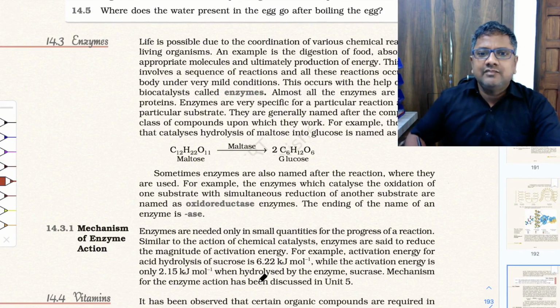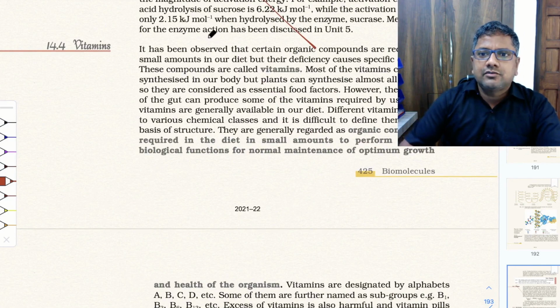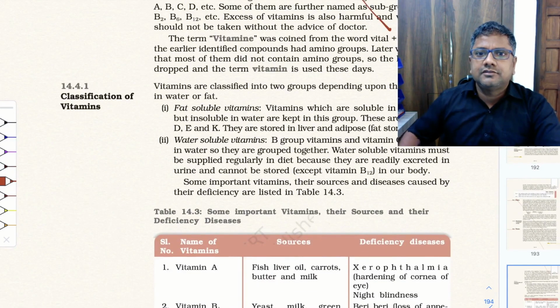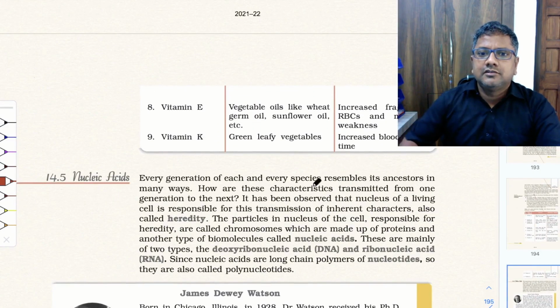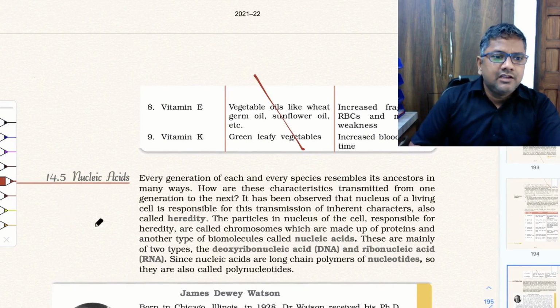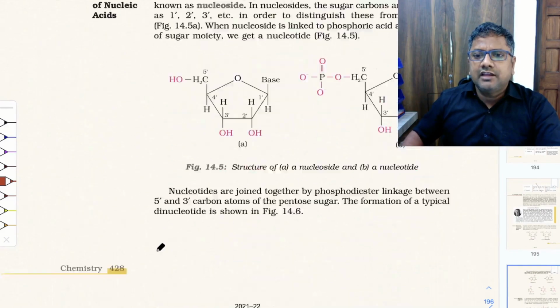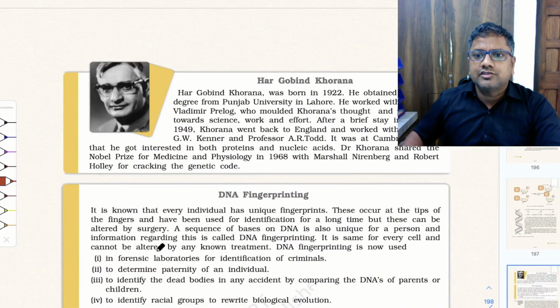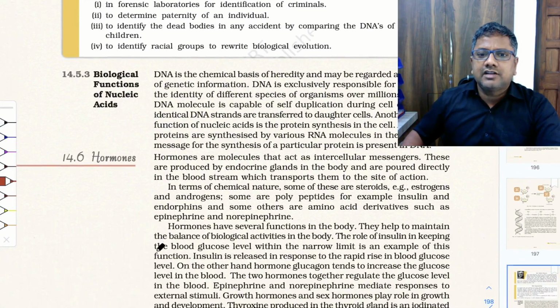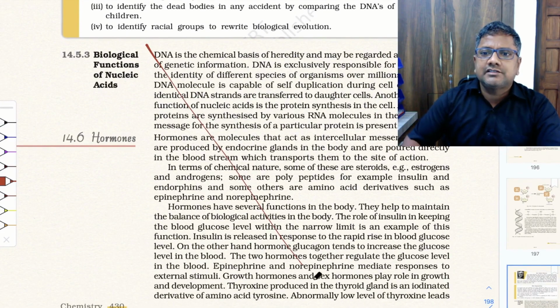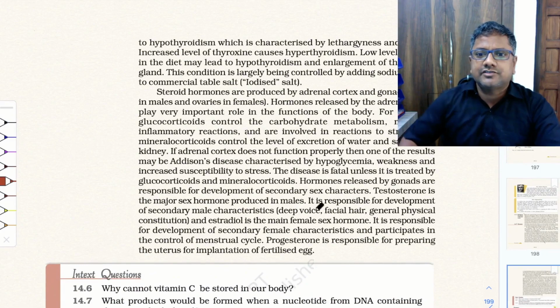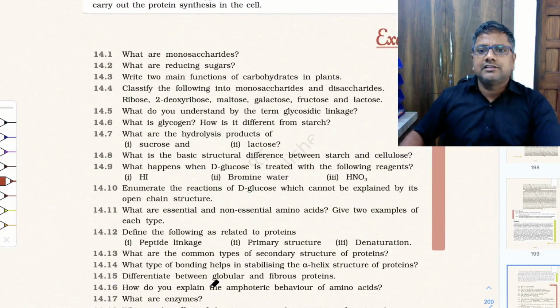Now see, enzymes totally removed. Vitamins totally removed. Classification of vitamins totally removed. Nucleic acid is there. Nucleic acid, DNA and RNA, right? Chemical composition of DNA and RNA, this portion only. Biological function of nucleic acid, hormones, nothing is there in your syllabus, right? Nothing is there.